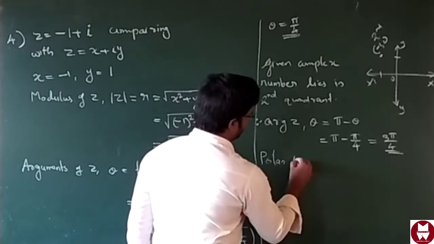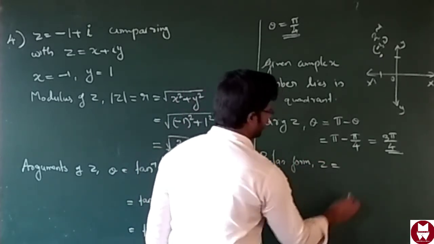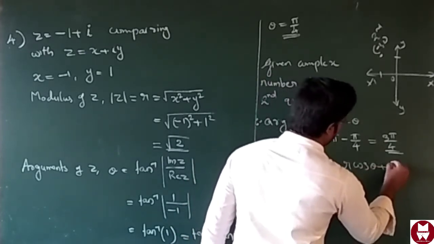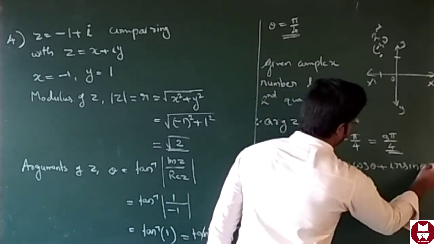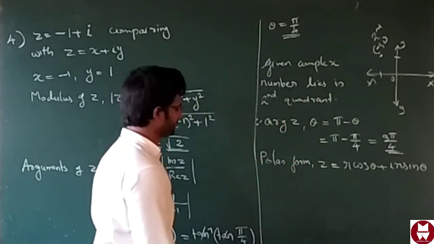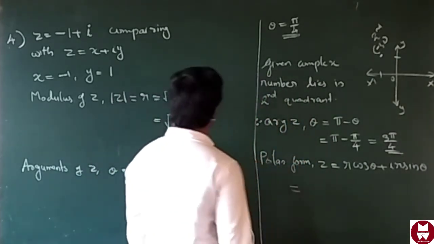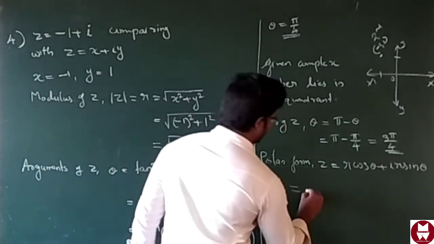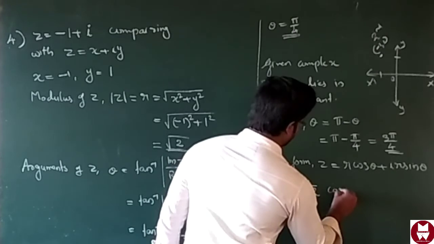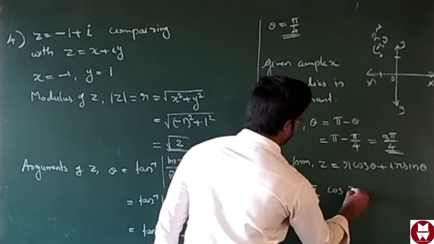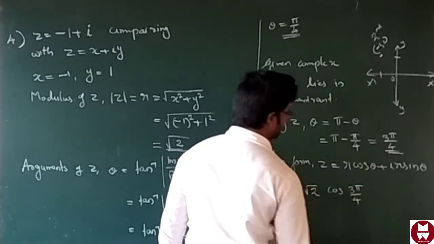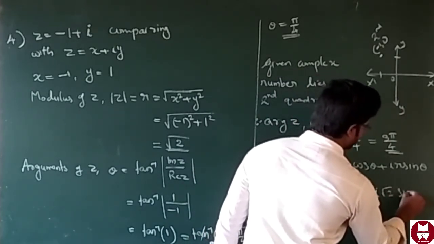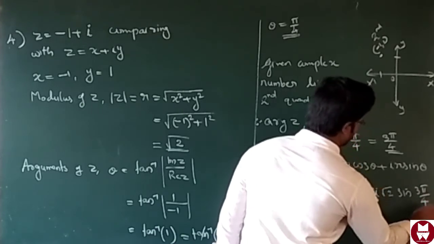Polar form: z equal to r cos theta plus I r sin theta. This is our polar form. Then r, the modulus of z, we already got it, root 2. Root 2 cos 3 pi by 4 plus I, r means root 2 sin 3 pi by 4.